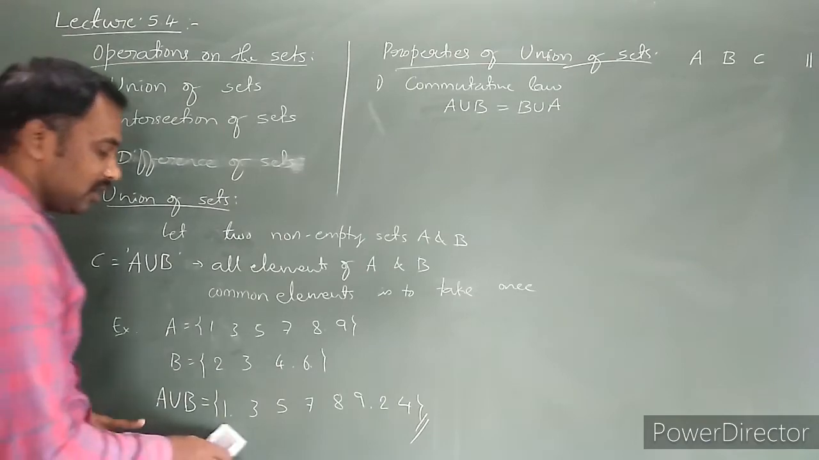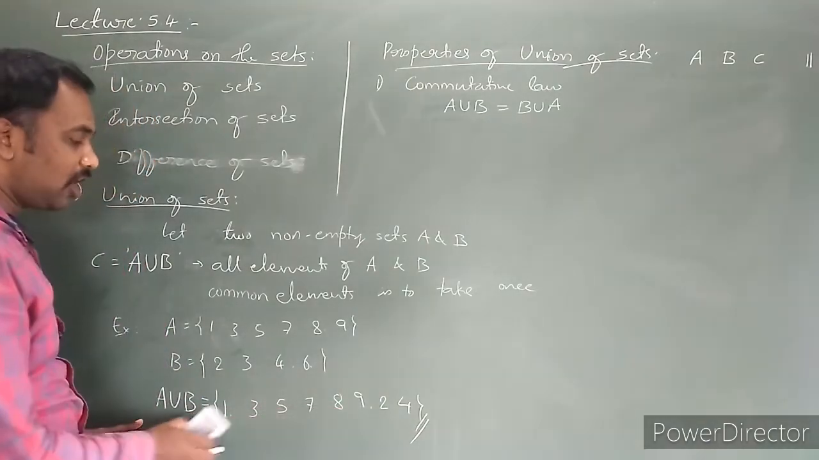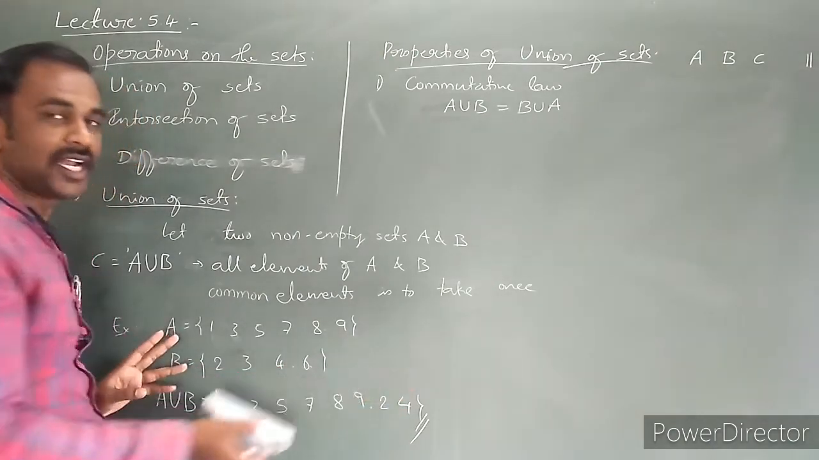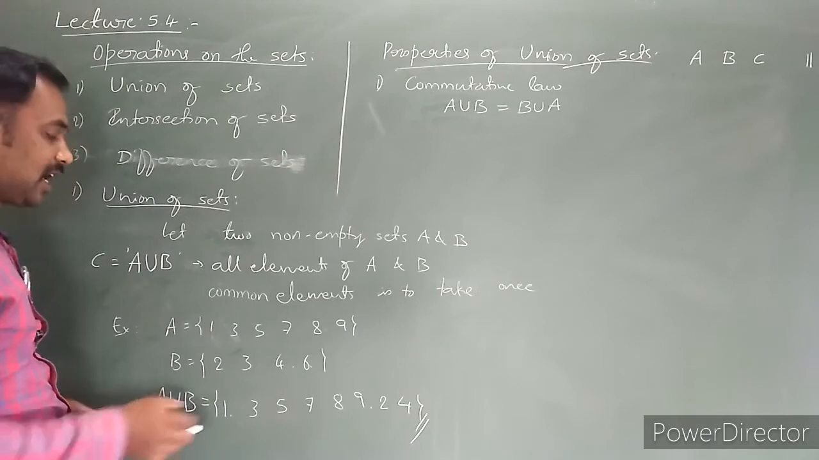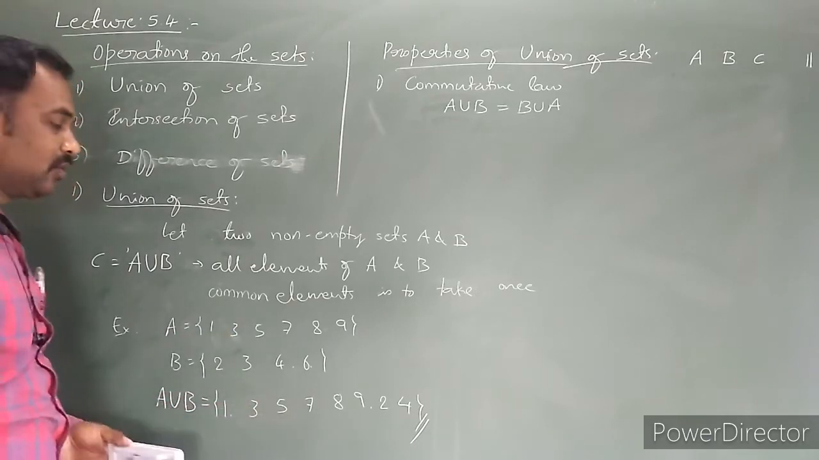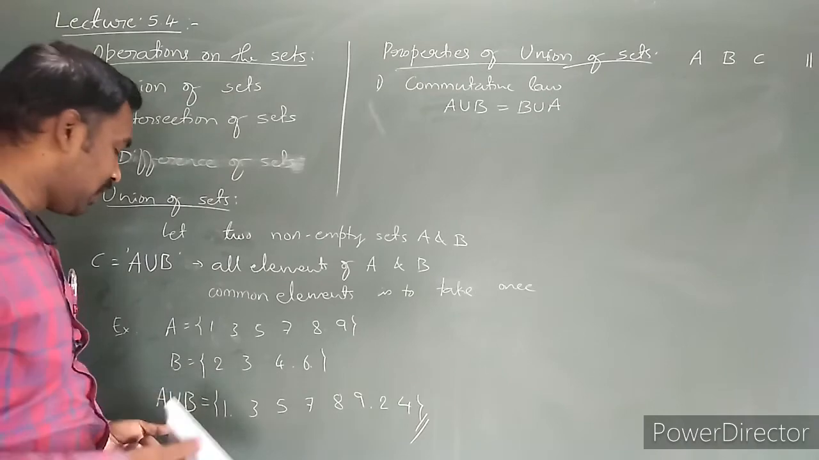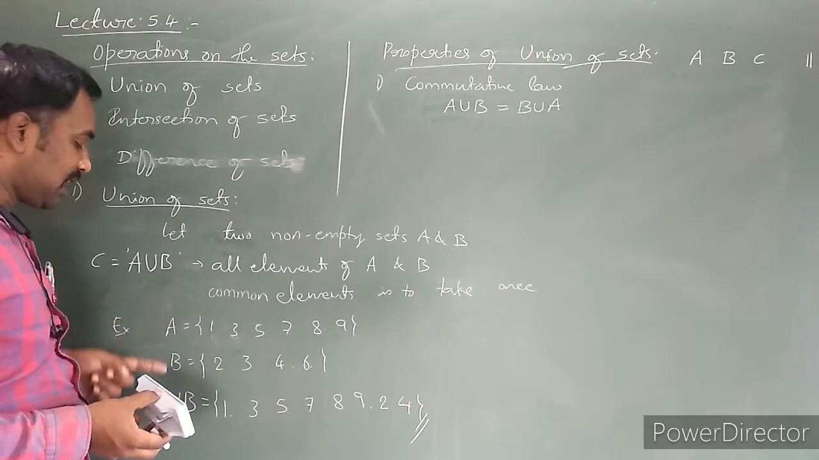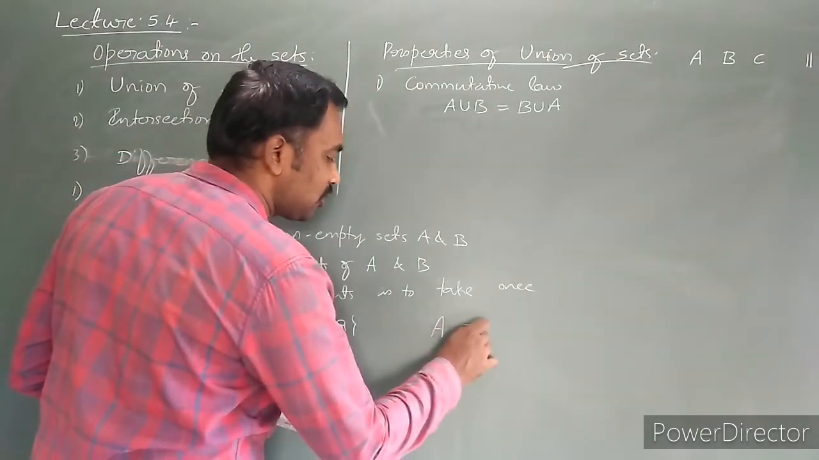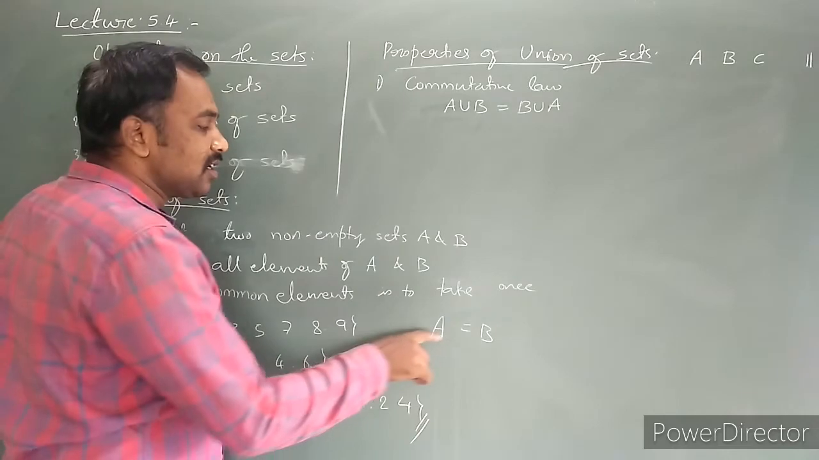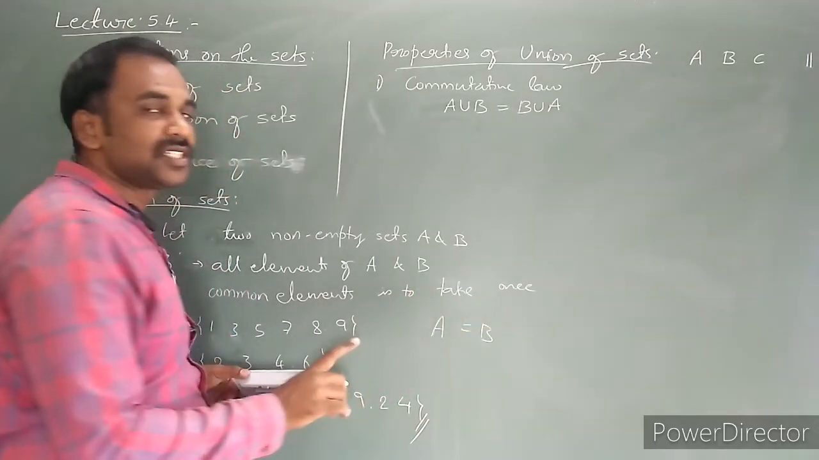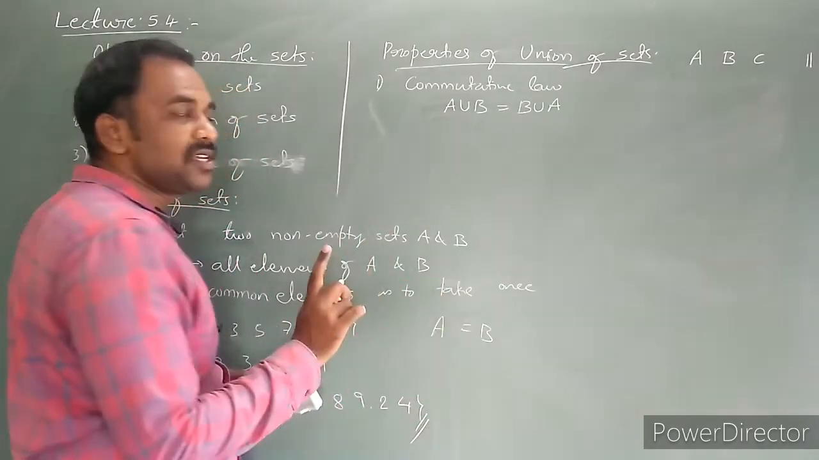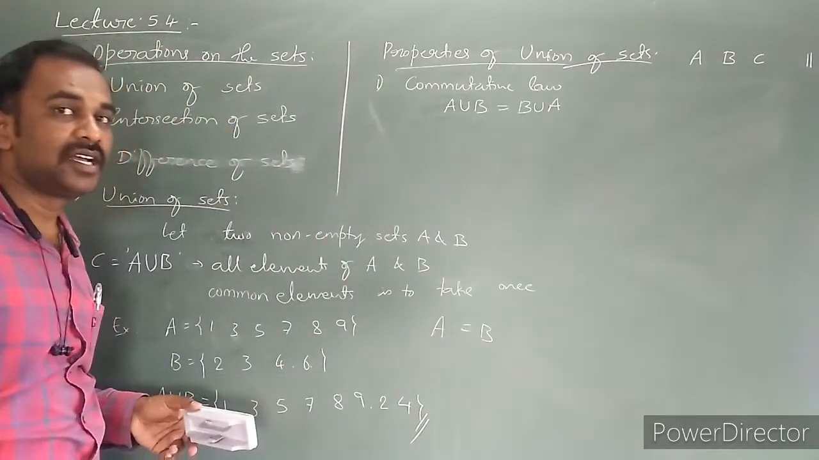And apart from that, while writing the elements of the set, order is immaterial. Whatever the order, you can write the elements, nothing to worry. Repeated elements are written only once. And equality of two sets: when two sets A and B are equal, each and every element must be the same in both sets. Then only we can say that these two sets are equal.